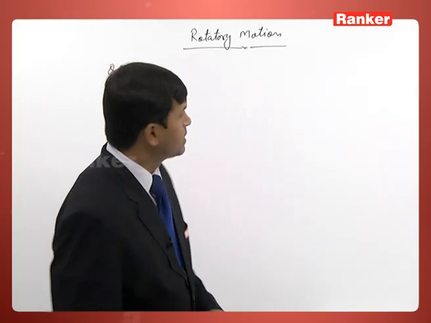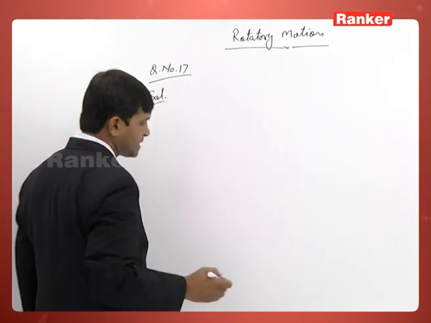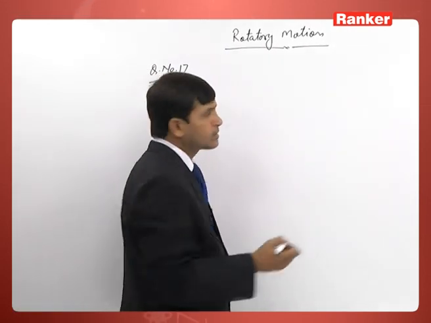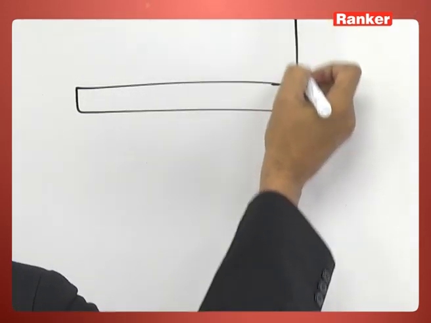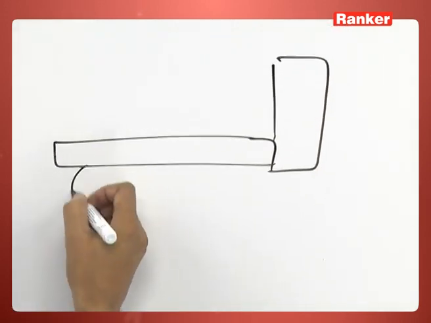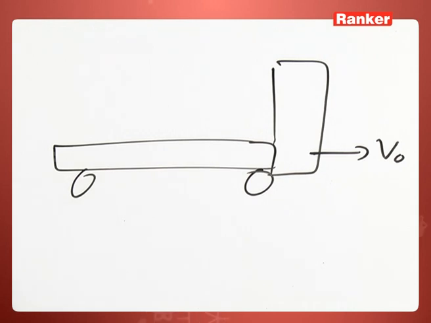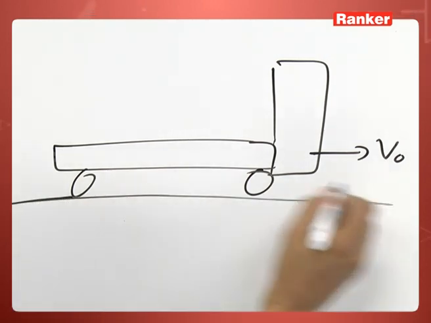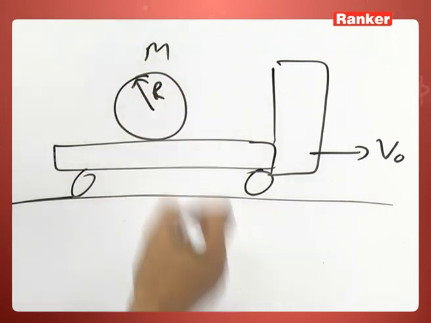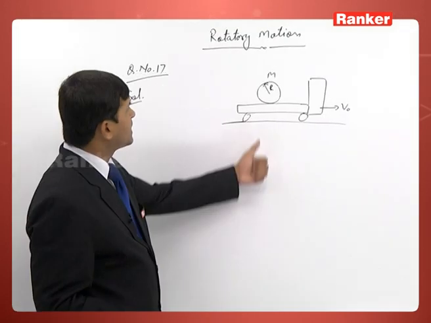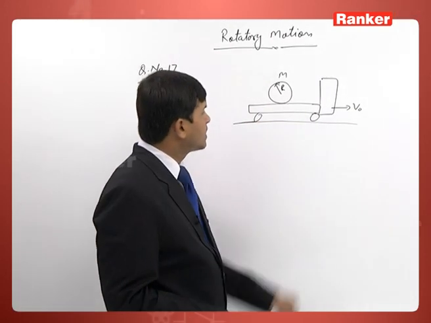See the problem. It is given a truck, let this be your truck, which is moving with velocity V0 like this. Now a sphere of mass M, radius R is kept on that. So we have to find the velocity of the center of the sphere when pure rolling starts.